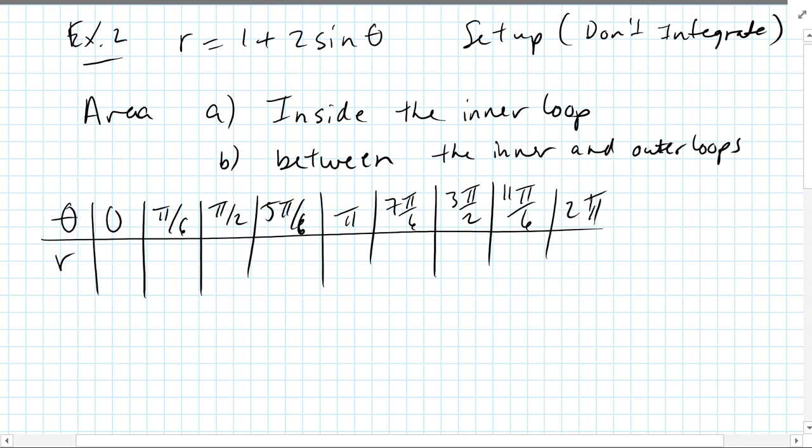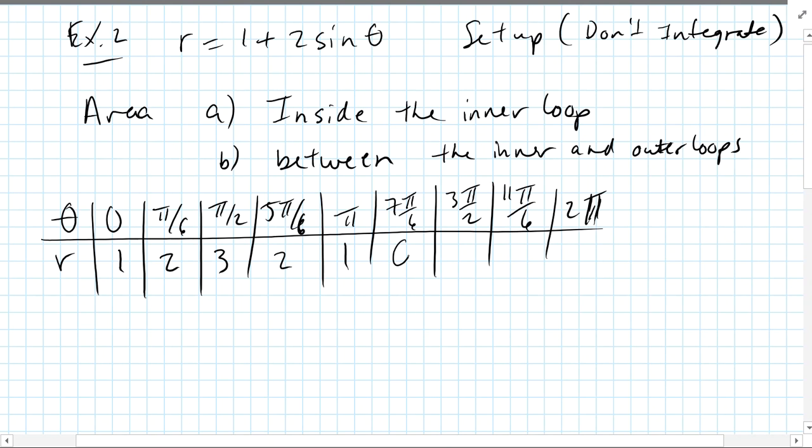When I plug those in, sine of 0 is 0, so I just end up with 1. When I put in pi over 6, I get a half of 2 is 1, 1 plus 1 is 2. I move to pi over 2. Sine of pi over 2 is 1, 1 times 2 is 2, plus 1 is 3. 5 pi over 6 is the same value as pi over 6, pi is the same as 0. Then there's 7 pi over 6. That's a negative a half. Times 2 is negative 1.